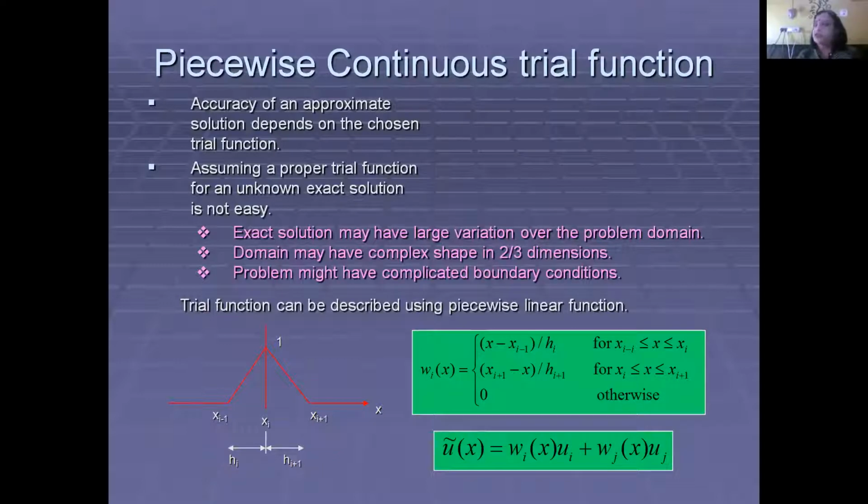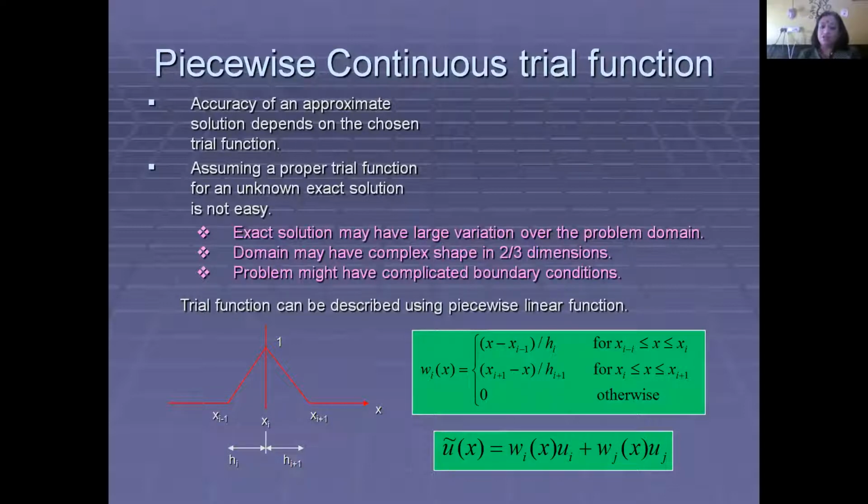You choose a good trial function, you can land up somewhere very close to your exact solution. But for an unknown problem, how would you have any idea about what a good trial function might be? So assuming a proper trial function for an unknown exact solution is not easy. And then you have further problems. The domain may not be a simple straight line, a one-dimensional problem. The domain may be quite complicated. It may be a complicated region in 3 dimensions.